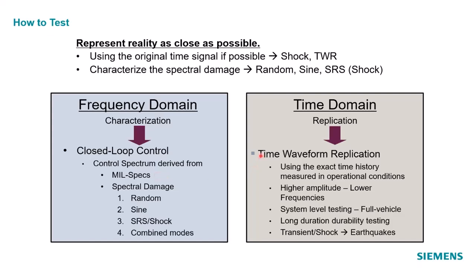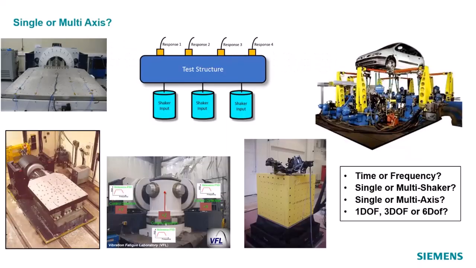Then in time waveform application, we're taking the exact time history and applying it in the time domain to our system. Then another consideration in what type of test is whether we want to do single axis or multi-axis, and this can be 1 degree of freedom, it can be 3 degree of freedom. Here it's a 3 degree of freedom test. Here it's a 6 degree of freedom test where we're actually taking into consideration the rotational degrees of freedom too.